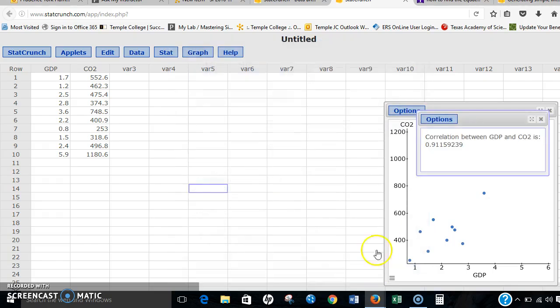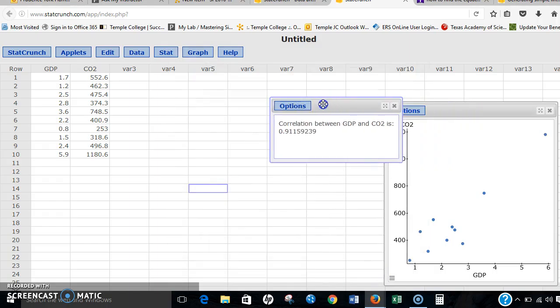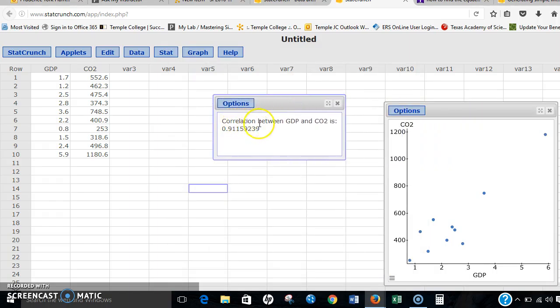We just click Compute, and then you see that the option window says the correlation between GDP and CO2 is 0.9115. Now that's 0.9. That's pretty close to 1, which is the highest correlation. A perfect correlation is 1. So this is a strong correlation between GDP and CO2 emissions from those countries.